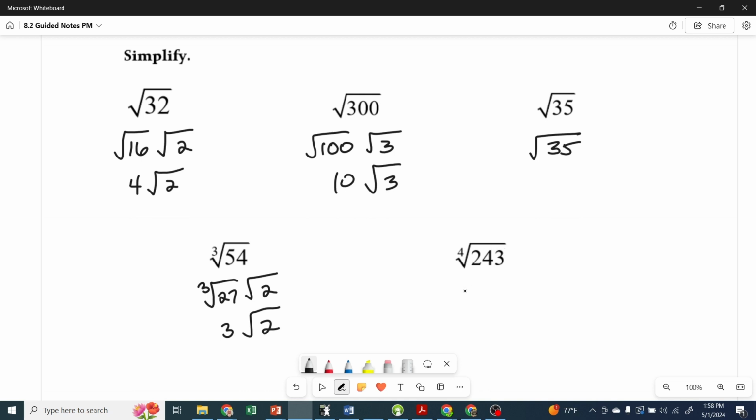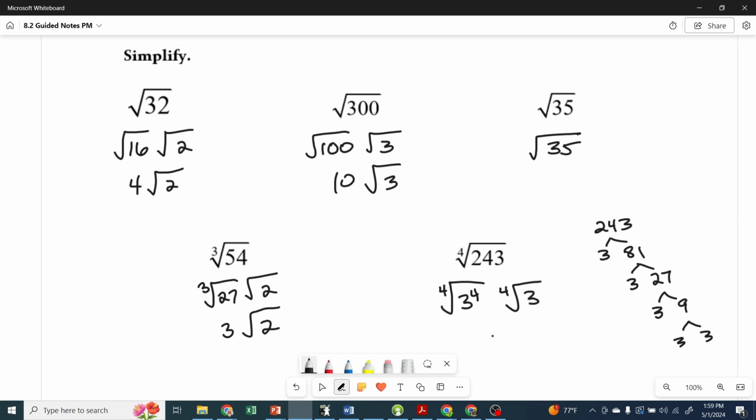If you look here, 243, we may want to come over and factor this into the product of primes. So let's do that. 2 doesn't go in, but 3 does 81 times, which is 3 times 27, which is 3 times 9, which is 3 times 3. So this is equal to the 4th root of 3 to the 4th times the 4th root of 3. And as we just learned earlier, this is the absolute value of 3, which is 3. So we have 3 times the 4th root of 3.